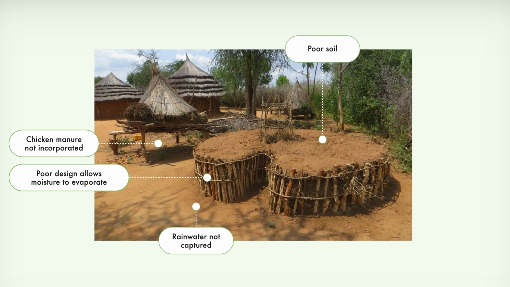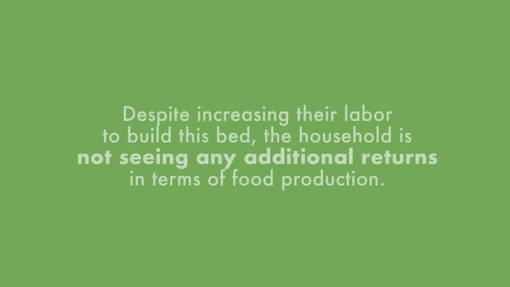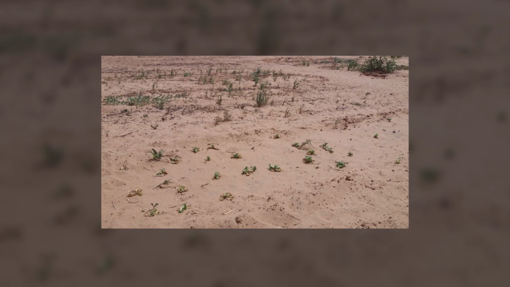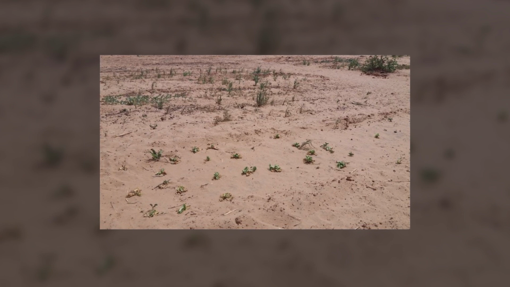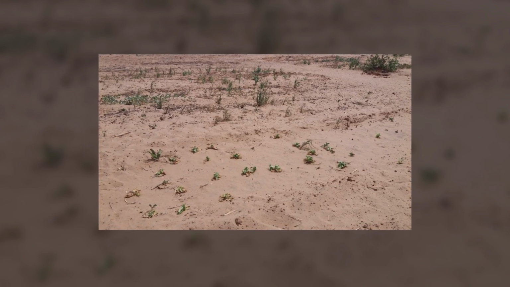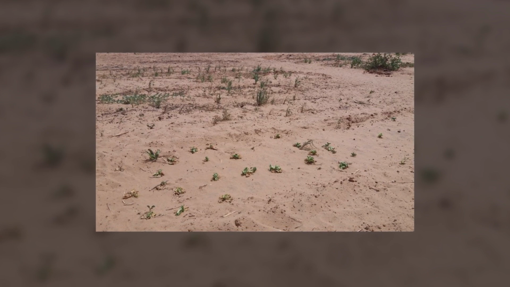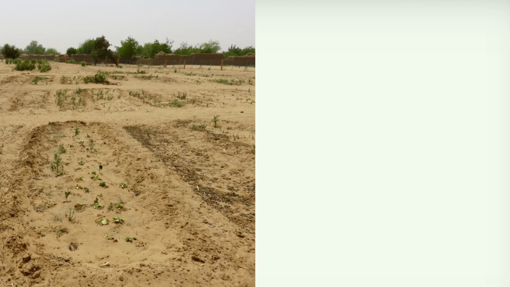The only option to provide these crops with water is to hand water. Despite increasing their labor to build this bed, the household is not seeing any additional returns in terms of food production. So instead of seeing gardens that contribute to a project's goal to increase food and nutrition security, improve environmental outcomes, or generate income, we often see gardens that are struggling or abandoned after a program ends.